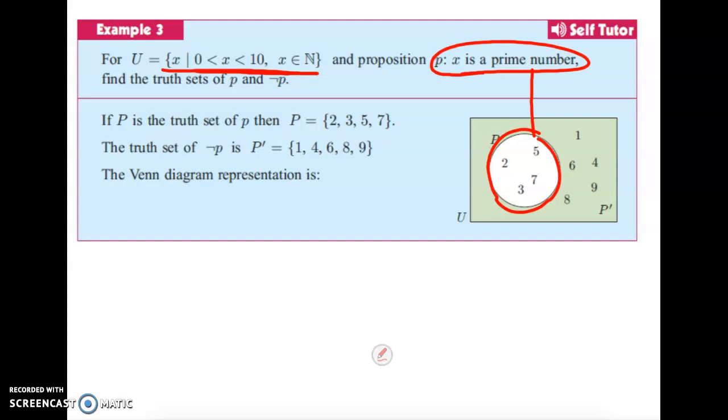So what's not in P are the non-integers. Or I'm sorry, the non-prime numbers. So 1, 4, 6, 8, and 9. So that's how a Venn diagram would look.